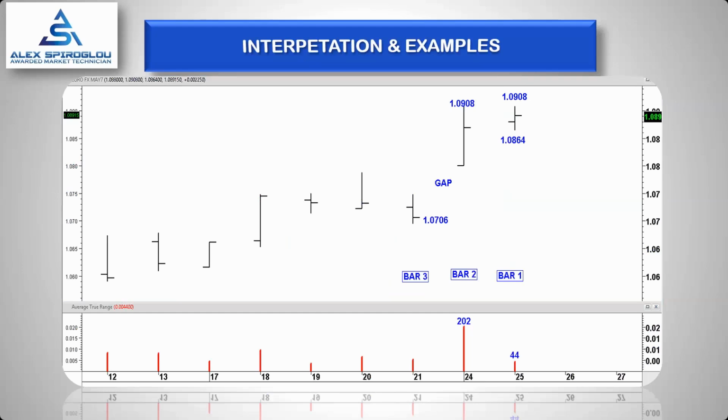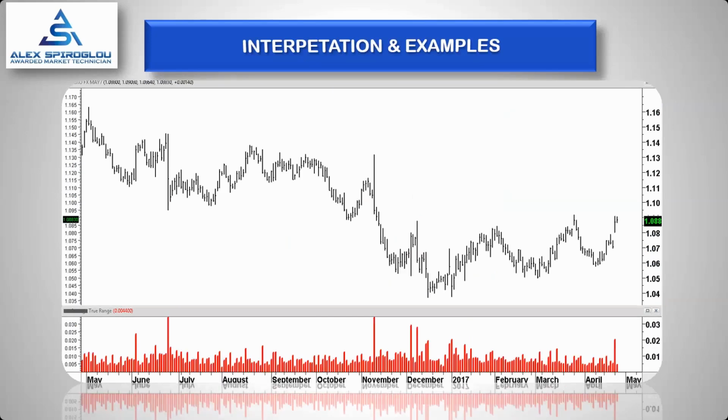So the first bar is 44 ticks. The second bar is actually 202 ticks, because there is a huge gap. Probably a news item may have been. But you can see how much of a difference it can make in the calculation of the gap, in the calculation of the volatility. So this is how the true range looked, if you were plotting it every day's bar.